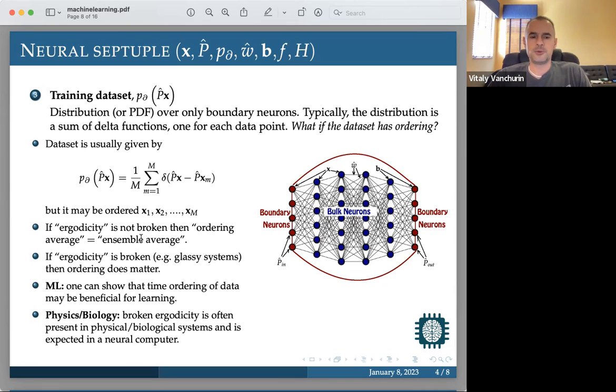Coming back to physics and biology, broken ergodicity is everywhere. This is where the interest in physics and biology is, so it's expected. We're now developing a neural processor for a computer that would do learning at the level of hardware, and there is evidence suggesting that the best physical learner, we'll touch on those topics later, should also have broken ergodicity, and so the ordering does matter.